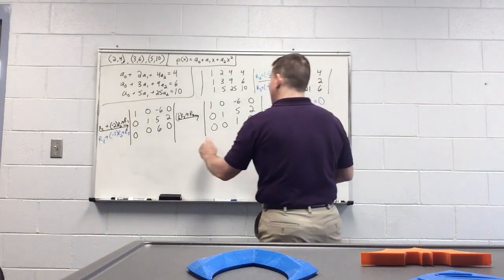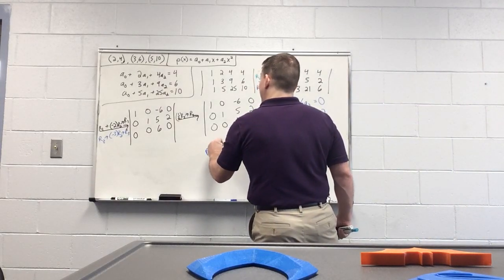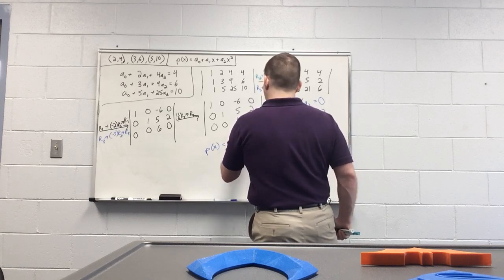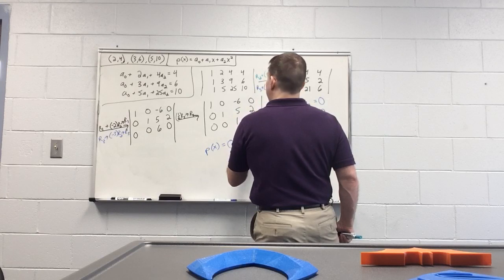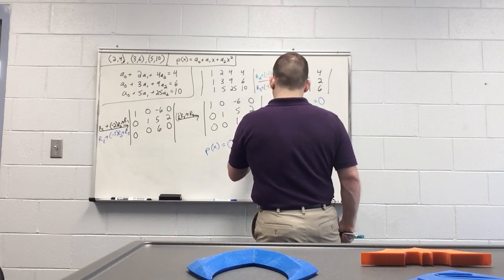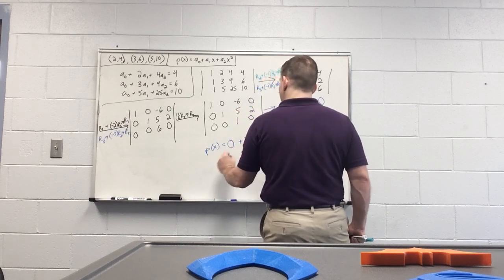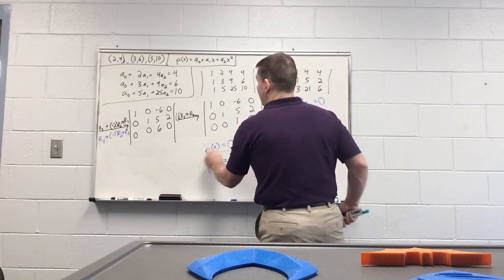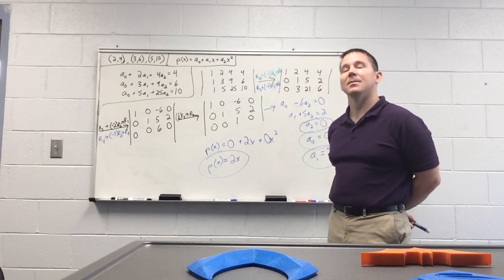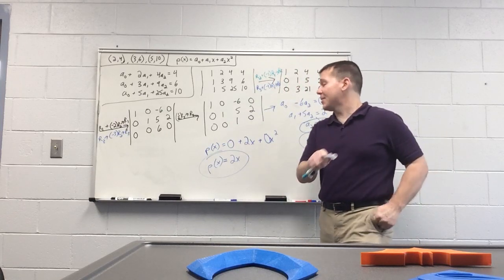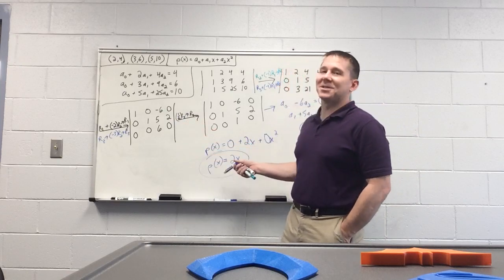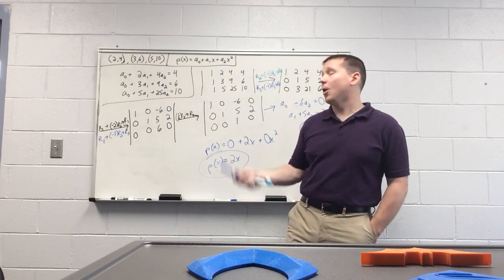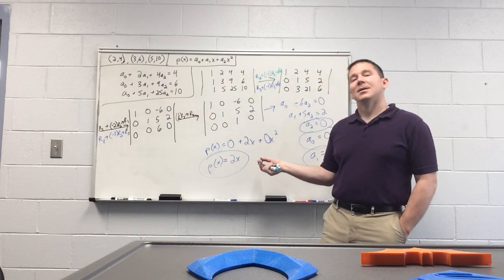Now if I write out my polynomial, p of x is equal to a sub 0, which is 0, plus a sub 1, which is 2, times x, plus a sub 2, which is 0, times x squared, which of course reduces to 2x. And I'll point out two things. One, once we have the solution, if you didn't see it right away, that's actually obvious. 2, 4, 3, 6, 5, 10. All I'm doing is doubling the x's.